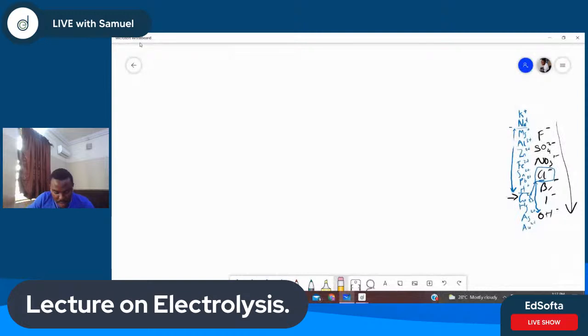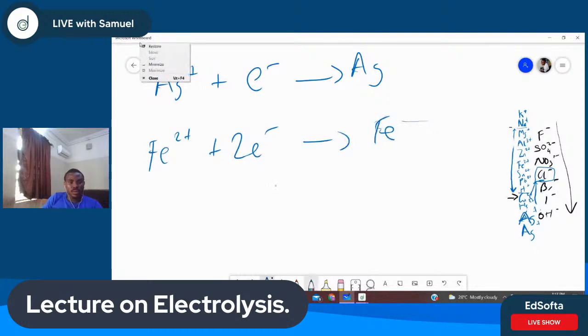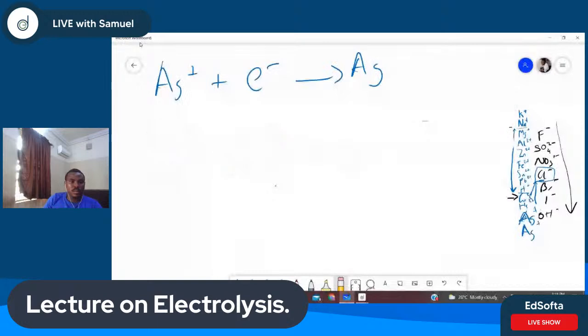And for silver, we have what? Ag plus. Pardon me here, I made a mistake. Ag plus. So what we have here is just going to be Ag plus 1 electron is going to give us what? Ag. So you see that for Fe2+, since it's 2+, it will be 2 electrons to give Fe. So Ag plus plus an electron will give us Ag.